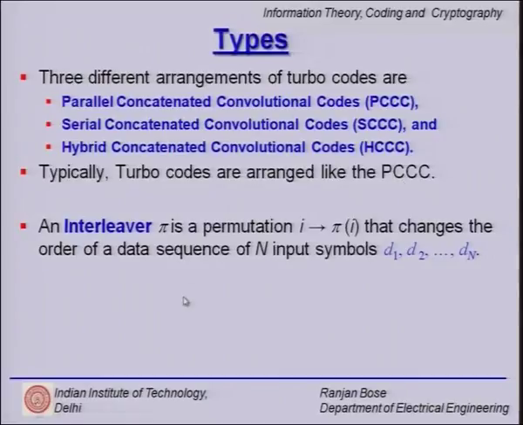And what is an interleaver? It is denoted by pi. It is nothing but a permutation, I goes to pi of I, which changes the order of the data sequence of n input symbols d1, d2 up to dn. So, it is just a permutation that happens because of the interleaver.